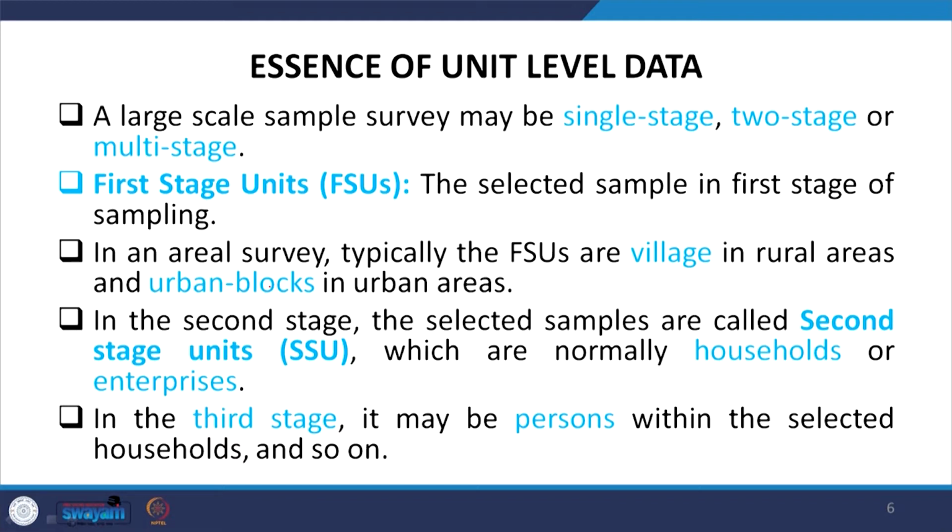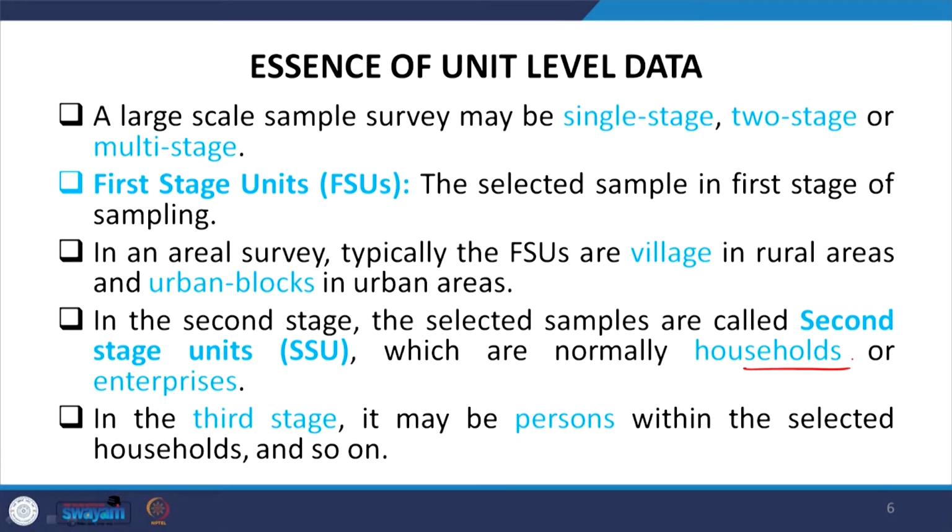Now the second stage of the selected samples are called second stage units, SSU. For FSU and SSU, SSU is the second one, which are normally the households or the enterprises we have already discussed. If you again disaggregate to the third stage, then certainly we refer to the particular person within the household. A number of persons are covered. Now you will be surprised to know, for those who are not acquainted with NSS and are interested to work with it, that NSS covers so many persons in the latest round.